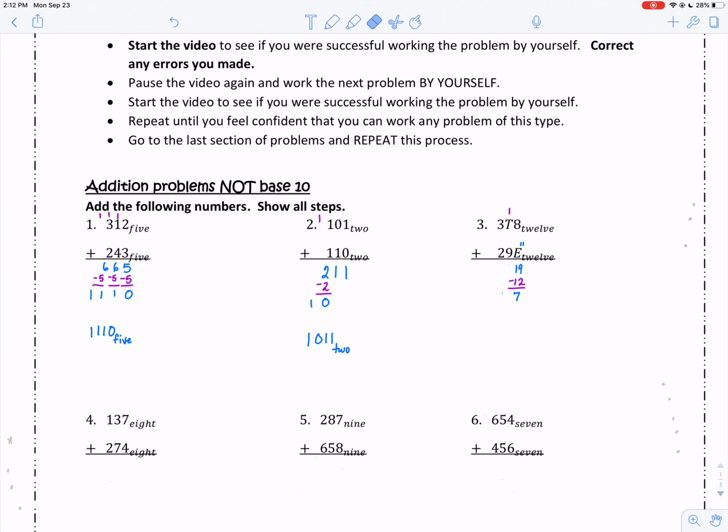Now I'm going to add that to the T, which is 10, plus 9, so that gives me 20. Again, that's more than I can have in base 12. So I subtract 12. I have 8 rods, and then I carry the 1, so I have 1 flat. Now 1 plus 3 flats is going to give me 4 flats. So my answer is 487 in base 12.